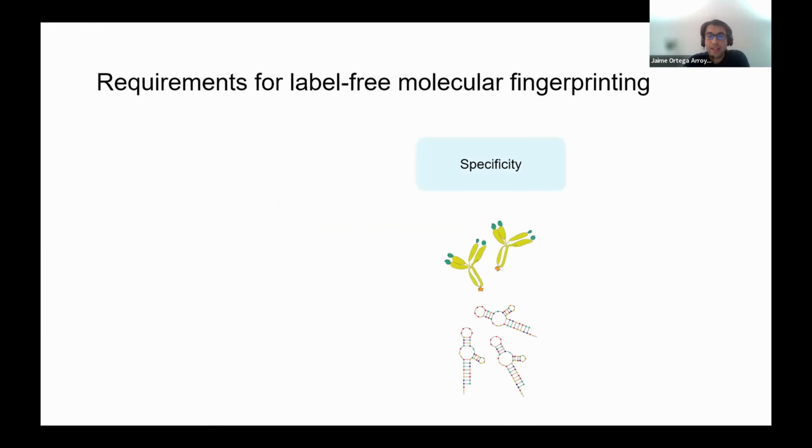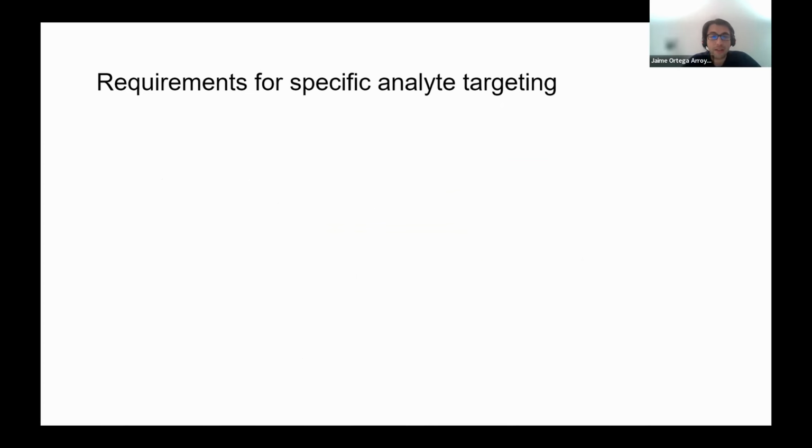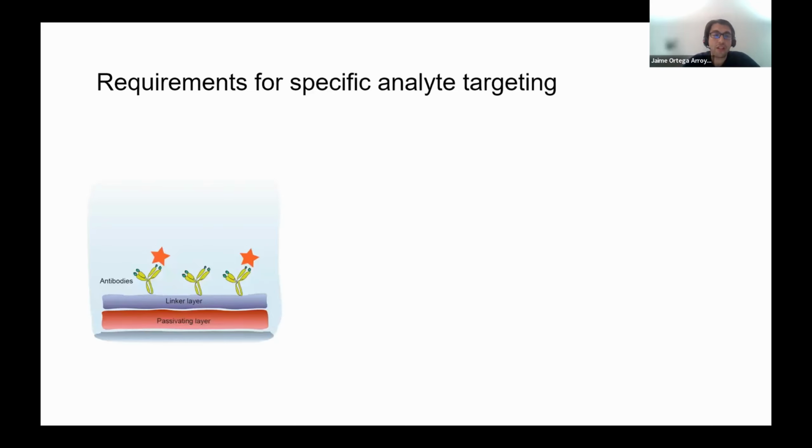So now let's go into the next aspect. How do we deliver specificity? For this, we're just going to use nature's own capture probes, which are antibodies. For those that do sensing, it's not sufficient to just have antibodies that recognize a specific analyte of interest. You also need to add a passivating layer. The role of this passivating layer is to really prevent other molecules that are not of interest from binding to your surface.